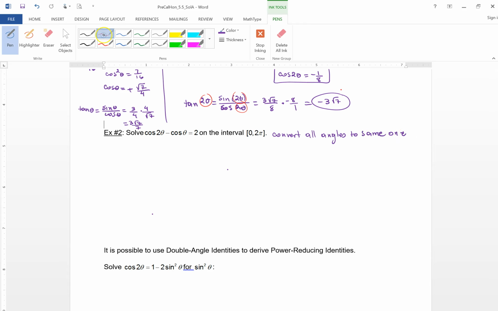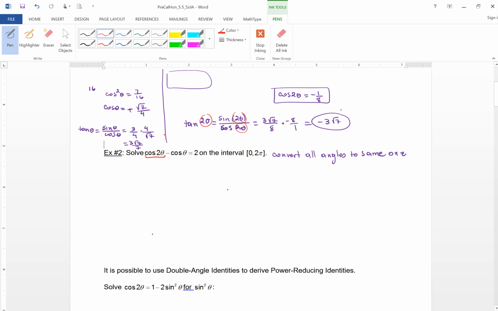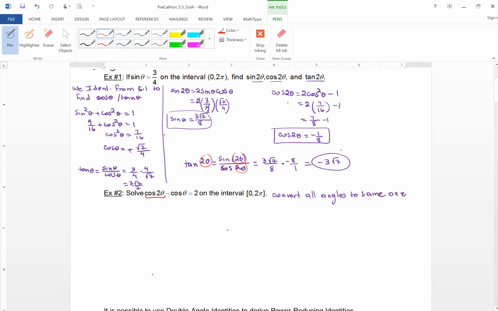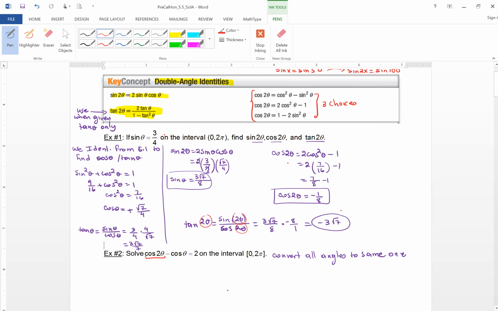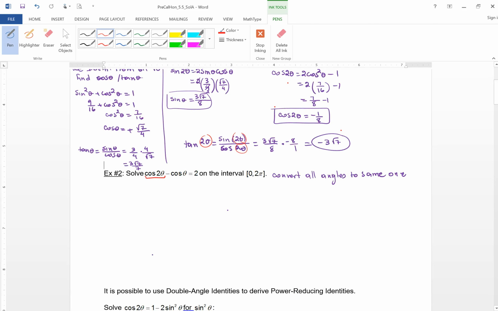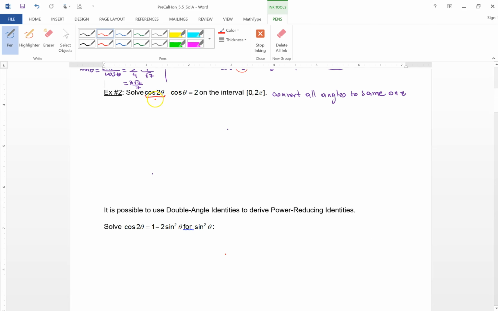What I want to do here is substitute for cosine of 2 theta its identity. Well, what is cosine of 2 theta equal to? I'm going to choose the middle one because I am working with cosines. So that's going to be 2 cosine squared theta minus 1, and then I have minus cosine theta equals 2.